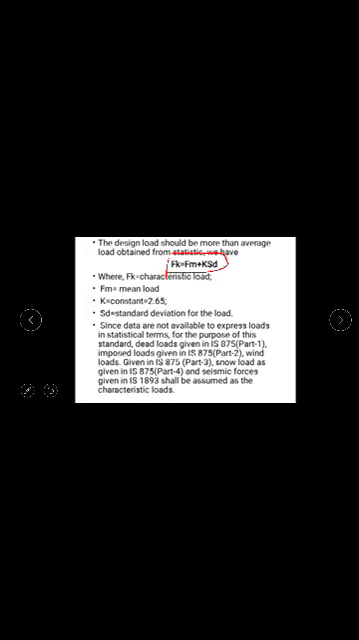Since data is not available to express loads in statistical terms, for the purpose of this, standard dead loads given in IS 875, imposed loads in IS 875 part 2, wind loads and so on and so forth are taken. The loads are also taken from the codes. So different codes are there for different loads.